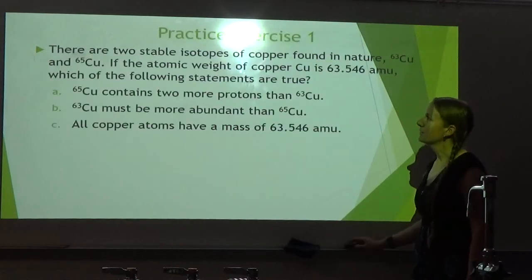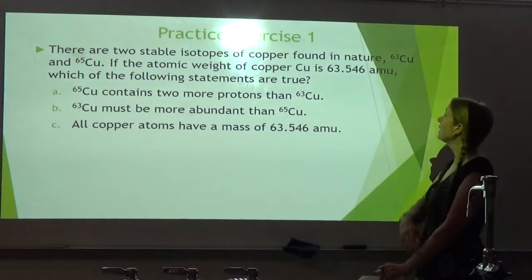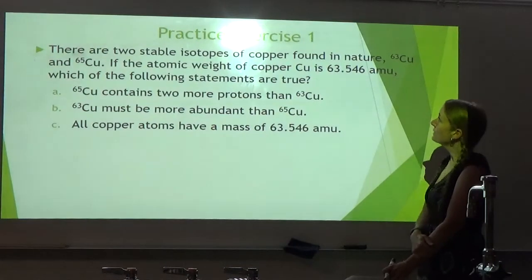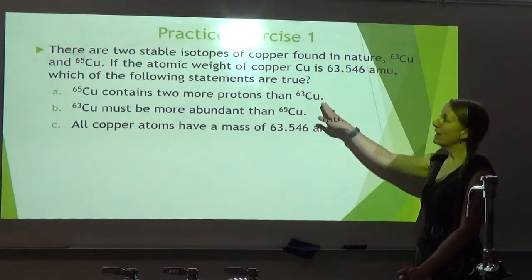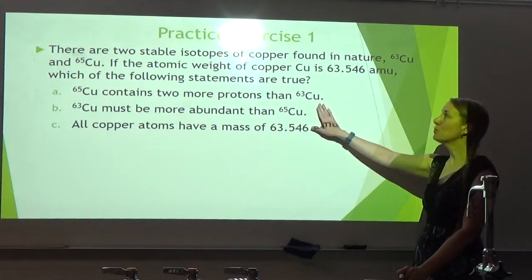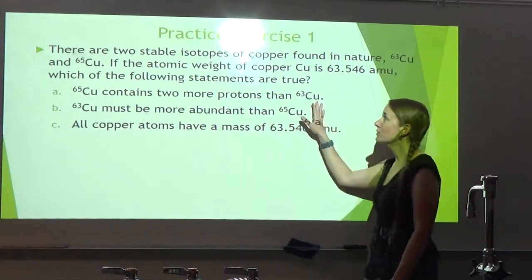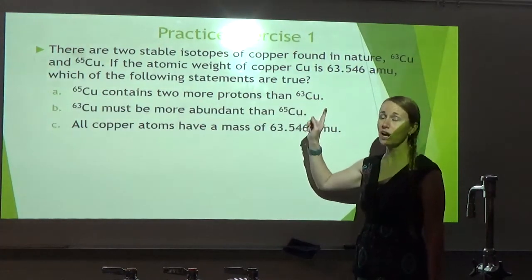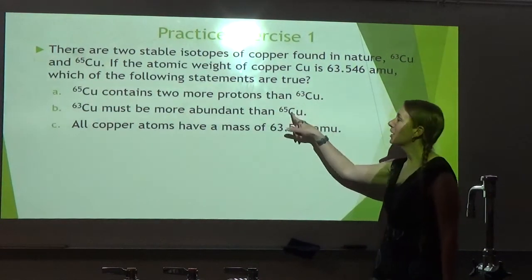All right. So moving on, it says there are 2 stable isotopes of copper found in nature, copper 63 and copper 65. If the atomic weight of copper is 63.546 AMU, which of the following statements are true? Well, A says copper 65 contains 2 more protons than copper 63. Well, isotopes don't have different numbers of protons, they have different numbers of neutrons. Otherwise, they can't both be copper, so it's not that one. B: Copper 63 must be more abundant than copper 65.